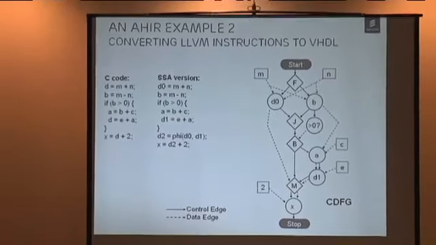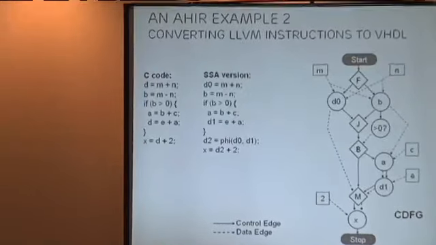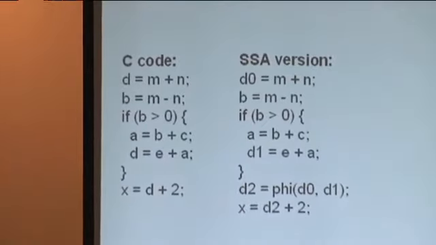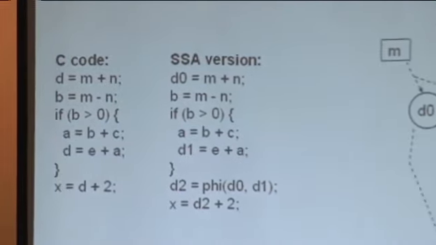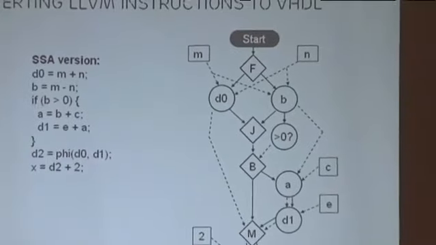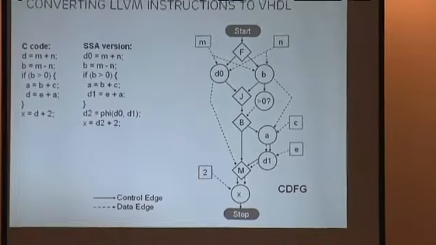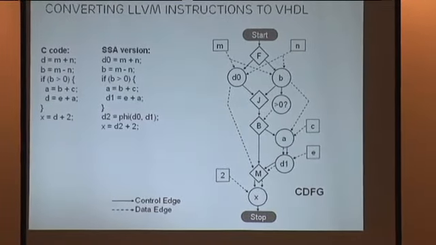Here's a more complex example. You have this C code excerpt here. And when you compile to LLVM, you'd have an SSA version of that. And from there, that gets converted into this representation here, which is depicted graphically here. And that graph shows both the control and the data flow.